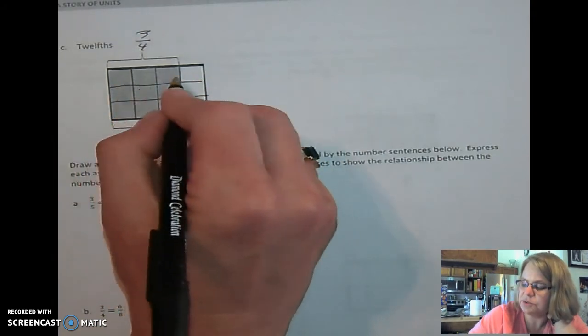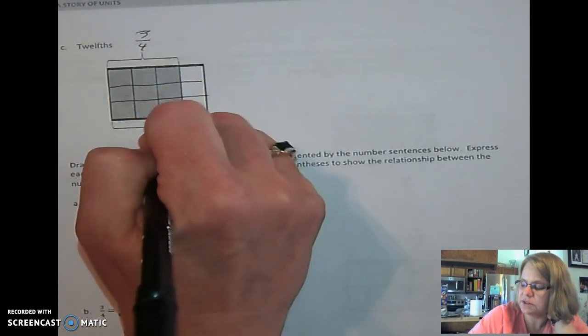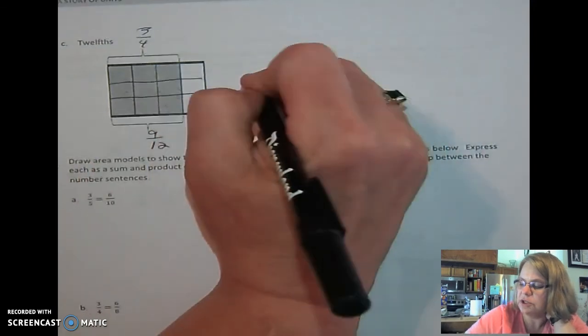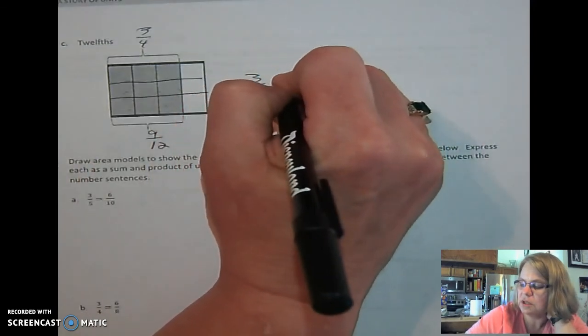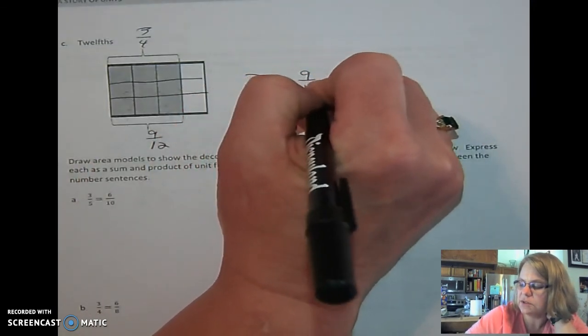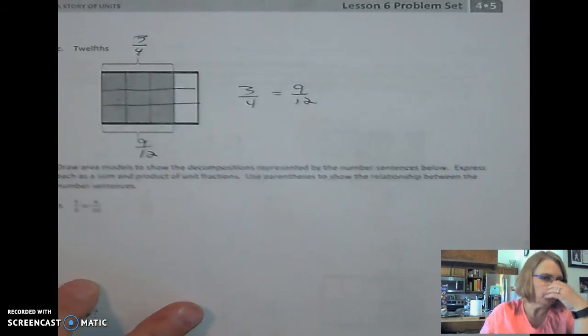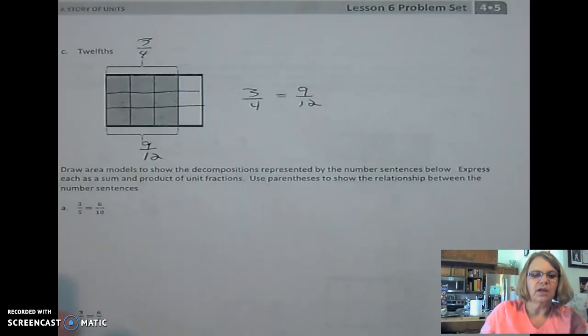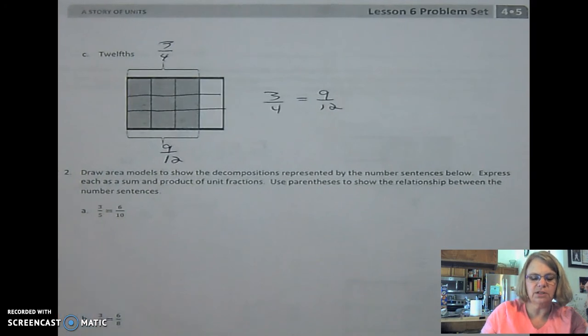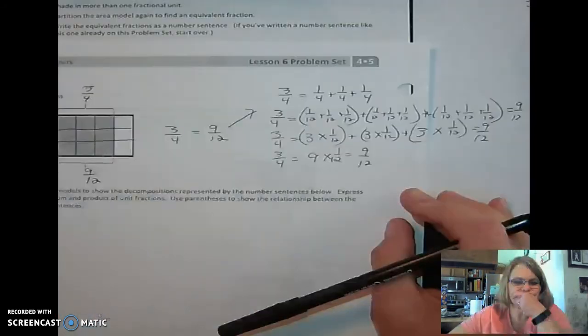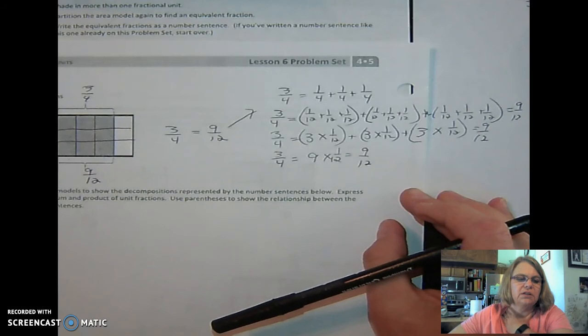And we have 1, 2, 3, 4, 5, 6, 7, 8, 9 12ths. So I want you to show me 3/4 equal to 9 12ths using the distributive property. Okay, so go ahead and pause the video and continue to do that. Okay, I went ahead and did this problem for you, so if you want to pause it, you can go ahead and check your work.